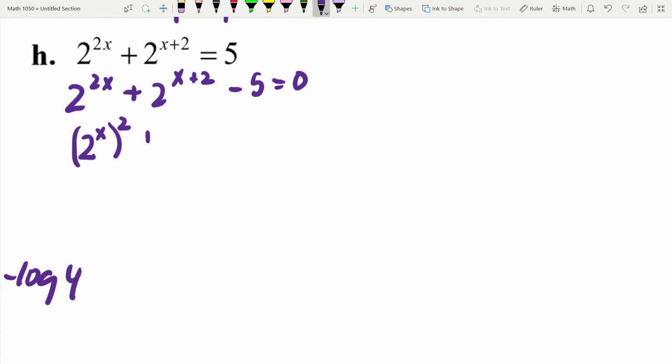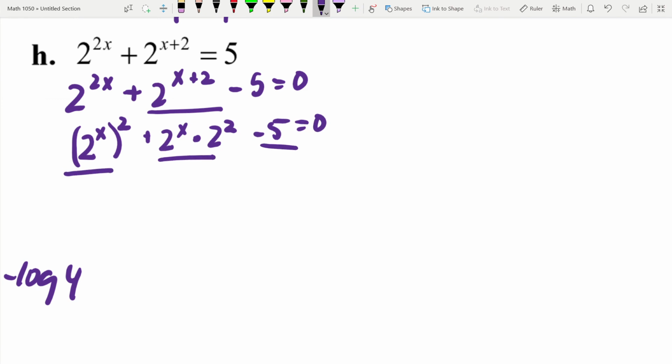Okay? The middle one is what is pretty weird. You write it as a 2 to the x multiplied by a 2 to the second. Why did you do that? Because when you multiply, you add. When you add x and 2, you get x plus 2. So it's okay to do that. Minus 5 equals 0.